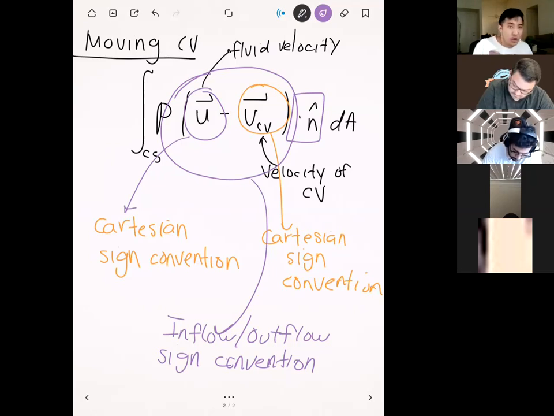I want to make sure I clarify that because once we start getting into momentum, we're going to have an additional velocity there. So we're going to have a velocity times a velocity. These sign conventions are going to be extremely important just to make sure that you get your forces and your quantities going in the right direction.